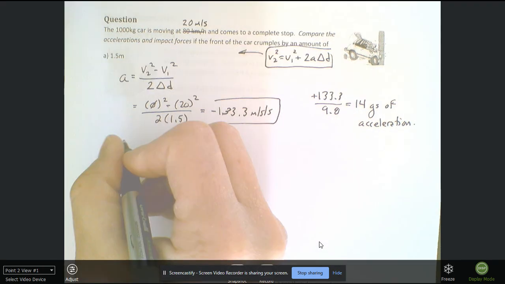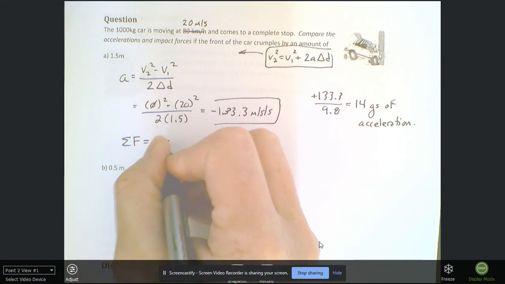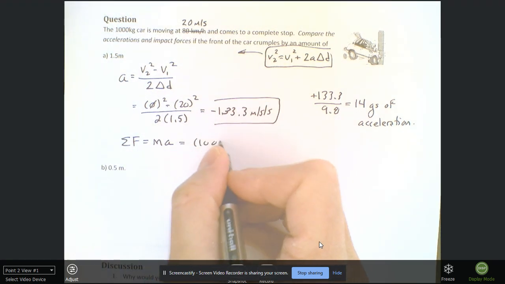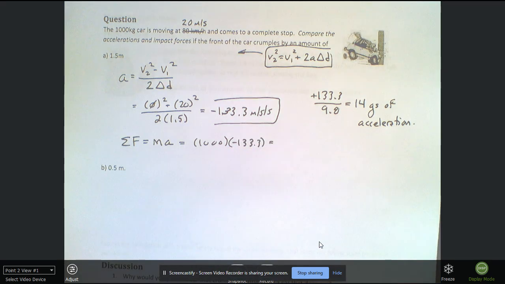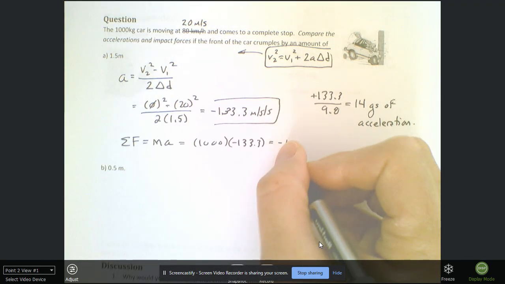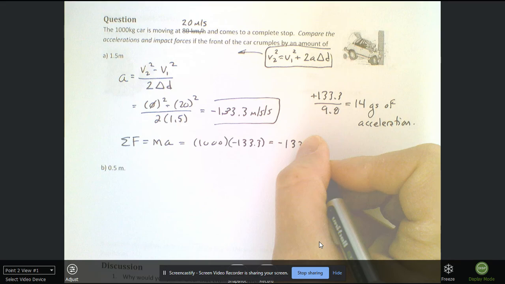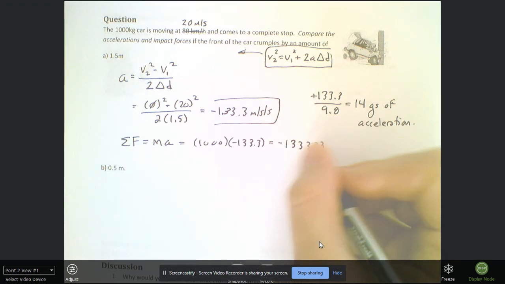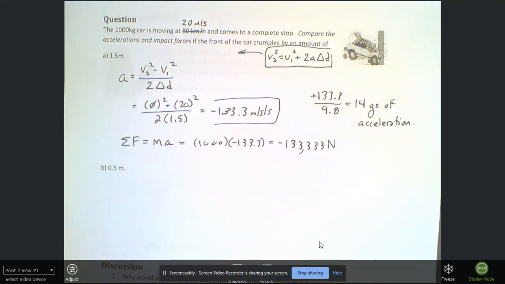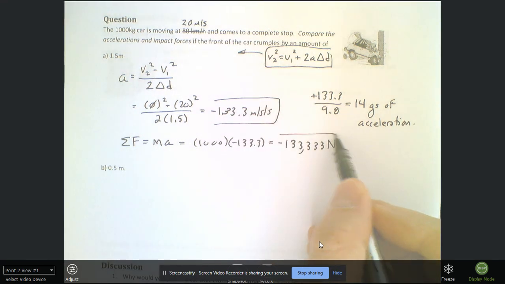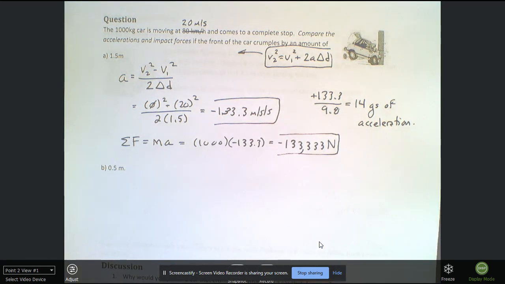To figure out the impact force, it's just mass times acceleration. So it's 1,000 times 133.333, and the impact force is about 133,333 newtons of force. Obviously, if it was a bigger object that decelerated at a rate of 133.33 meters per second squared, it would be a bigger impact force.